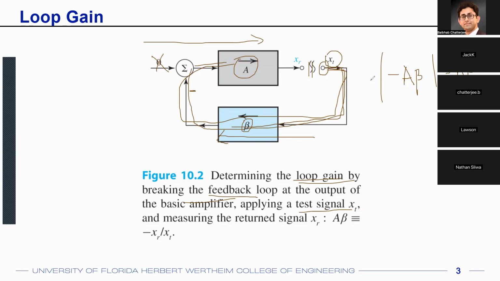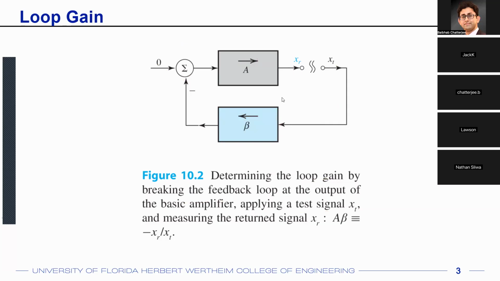Okay. So loop gain just means a multiplication of all the gains that are present in the system. And for that, you may want to break the loop anywhere that you want. And then, of course, don't apply any other signal, apply a test signal at the point where you have broken the loop and find out what is the overall gain.